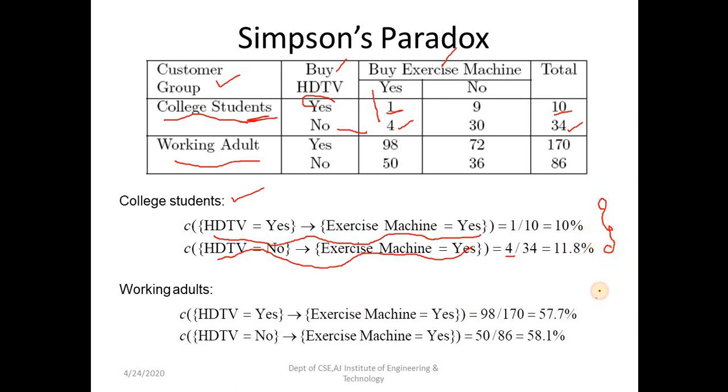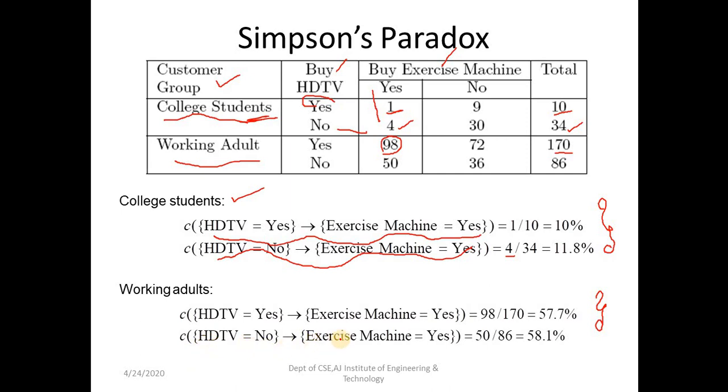Next, let us calculate for working adults. For working adults, the confidence of the rule that if a customer buys HDTV, then he will buy exercise machine is given by: the count of HDTV is equal to yes and exercise machine is equal to yes, which is 98, divided by the total support count of HDTV is equal to yes, which is 170. So 98 divided by 170 is equal to 57.7%.